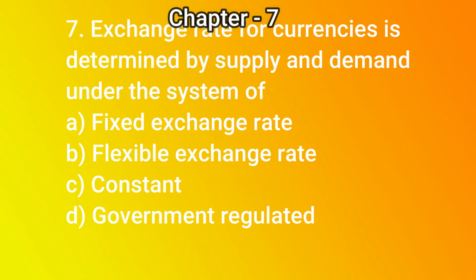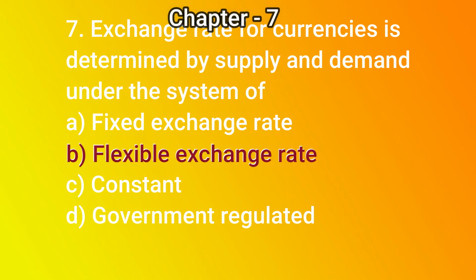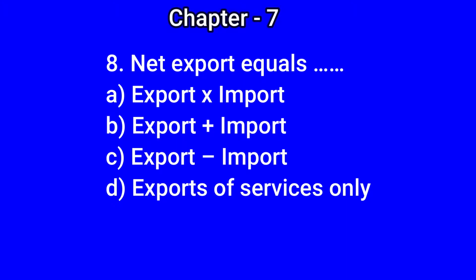Question number 7. Exchange rates for currencies is determined by supply and demand under the system of A. Fixed exchange rate. B. Flexible exchange rate. C. Constant. D. Government regulated. The correct answer is B. Flexible exchange rate.